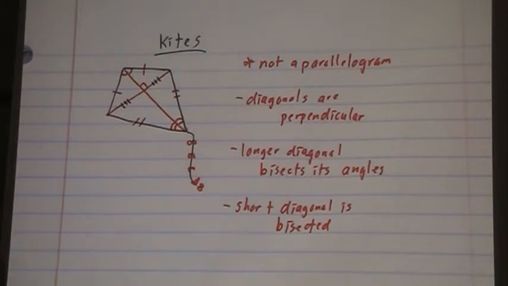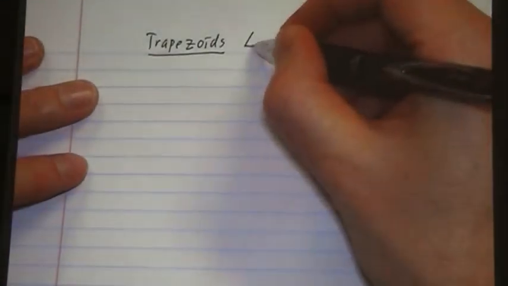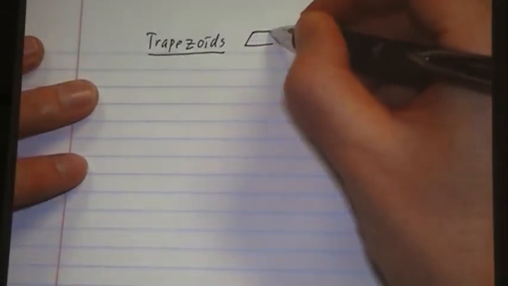And last but not least, we're going to talk about trapezoids. Trapezoids are not parallelograms. With the trapezoid, you probably think of something kind of like this. And that's true, almost like a bar-gold shape, something like that.